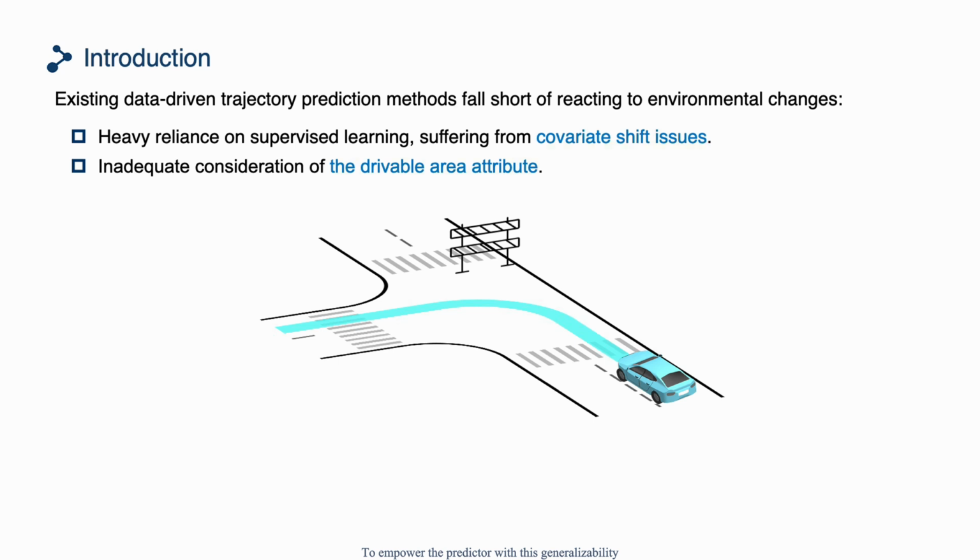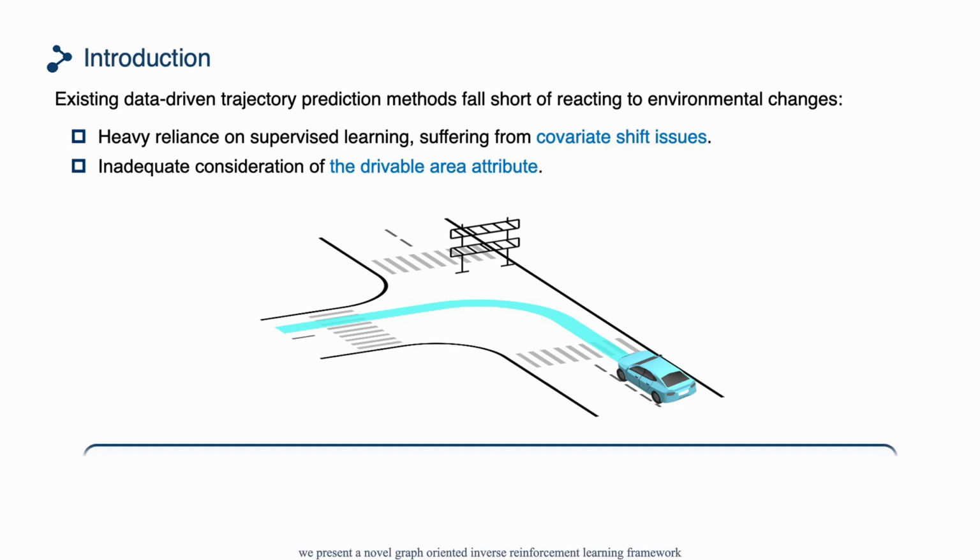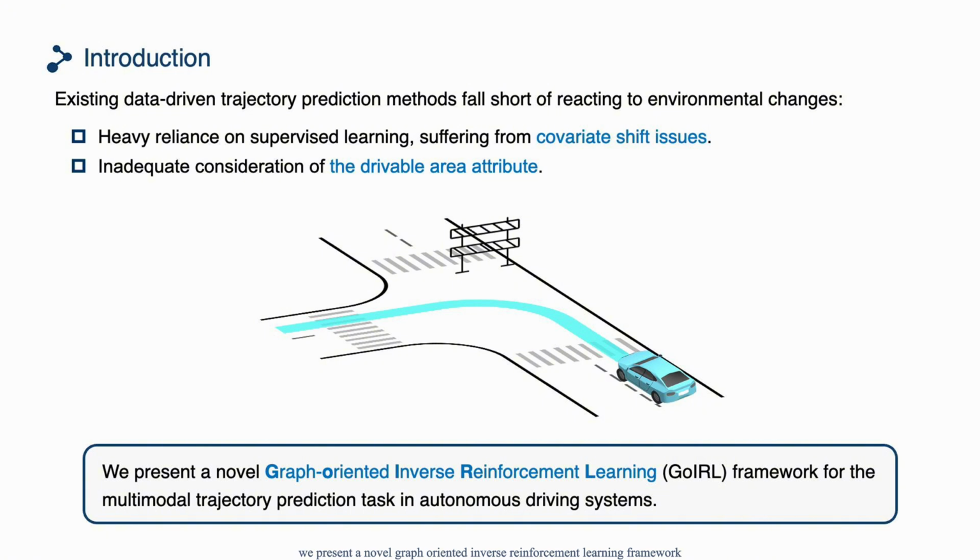To empower the predictor with this generalizability, we present a novel graph-oriented inverse reinforcement learning framework. To the best of our knowledge, our method is the first IRL-based predictor equipped with vectorized context representations. Here is an overview of our proposed framework.